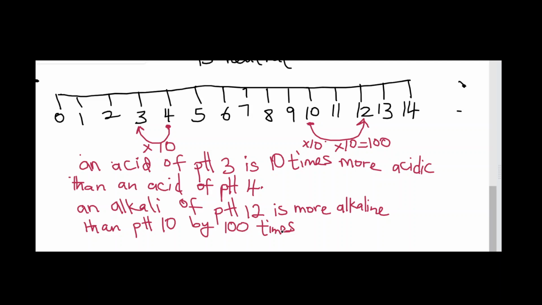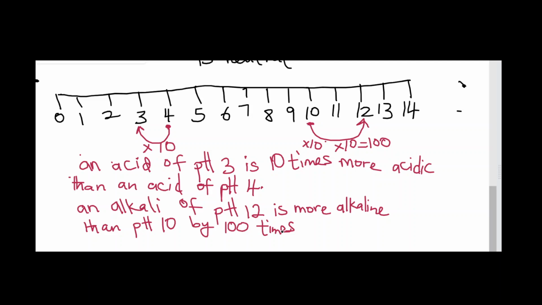Right? So for every step, it is times 10. Every step times 10. So if you have two steps between 10 and 12, then that is 10 times 10, that is 100. Okay, and that is 100 times more alkaline, or if you're talking in terms of being acidic, 10 times more or 10 times less, okay, depending on the direction you're going.